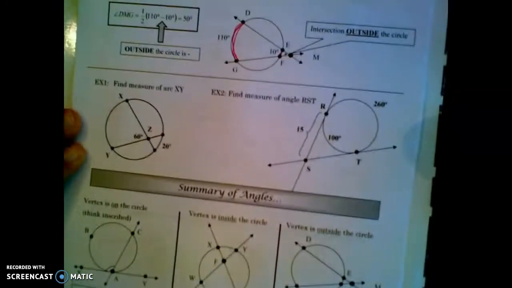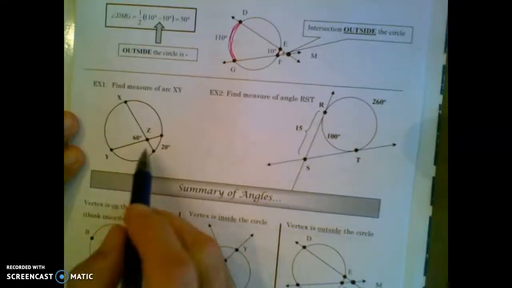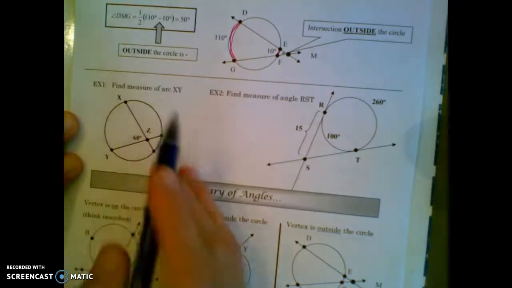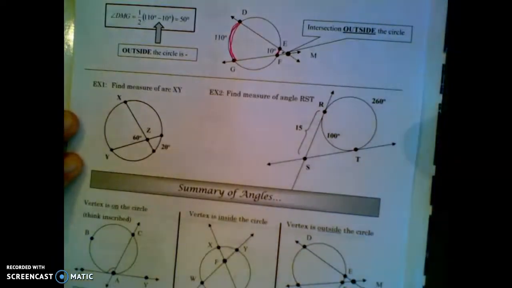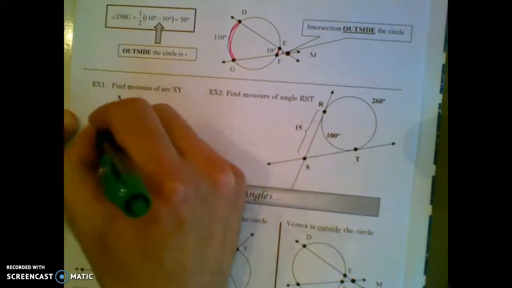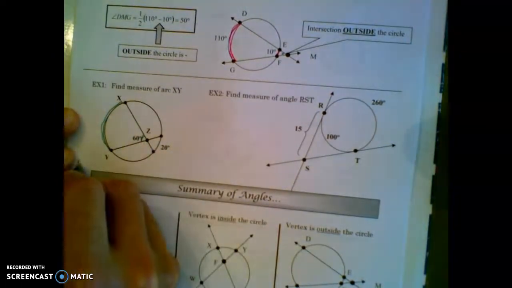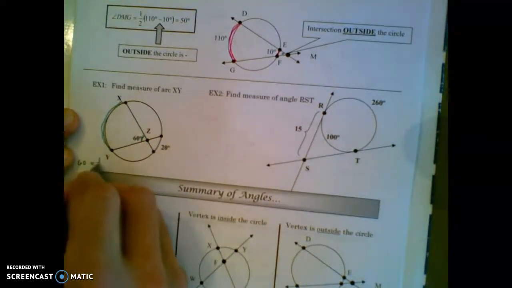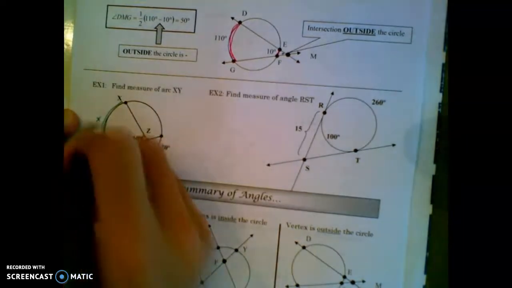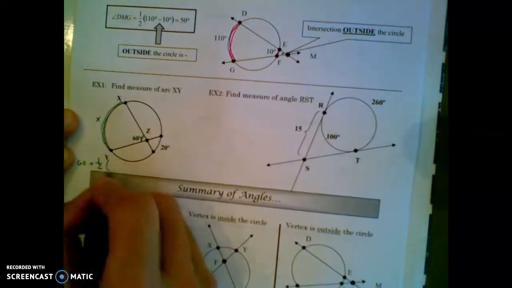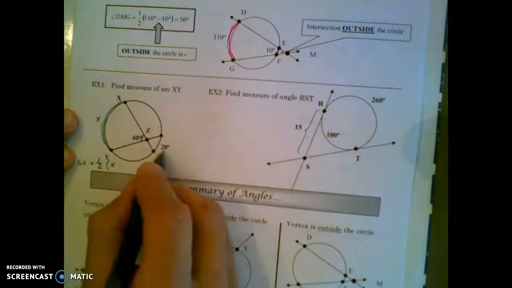So here's an illustration of what I've just talked about. Here they want me to figure out the measure of arc XY. Here I know the angle is 60 degrees. I've got to figure out how big this arc is. Since the intersection's on the inside, remember that the angle, which I know is 60, is equal to half of the sum of the arcs. So I'm going to call this one X since I don't know what it is. So X plus the other arc, which is 20.